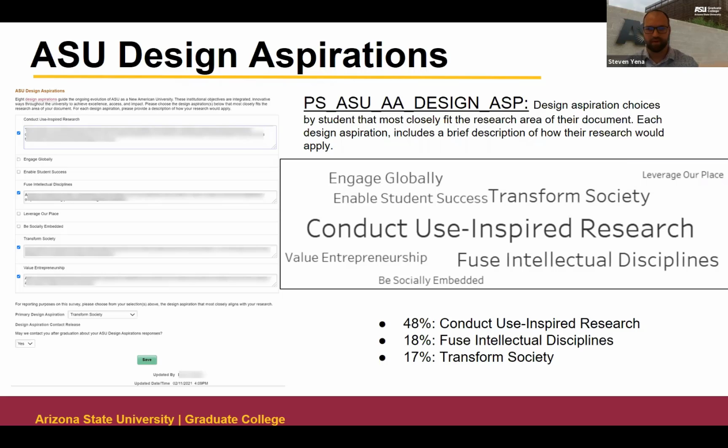This information is stored in ASU Design ASP, and really it's just the choices they fit and then a brief description. So far, we piloted this with engineering and then rolled it out last semester. So far 48% of students have chosen their primary design aspiration related to conduct use-inspired research. And then the other two higher ones were fuse intellectual disciplines and transform society. Some interesting stuff. I think we'll have some reports on this coming soon.